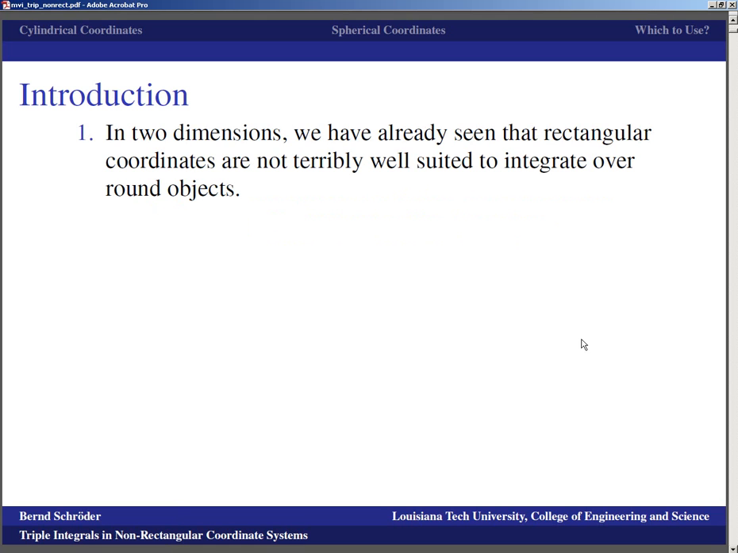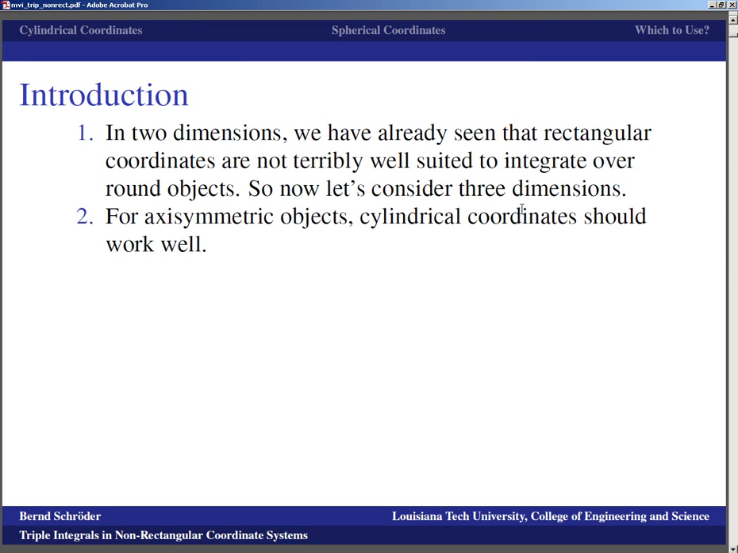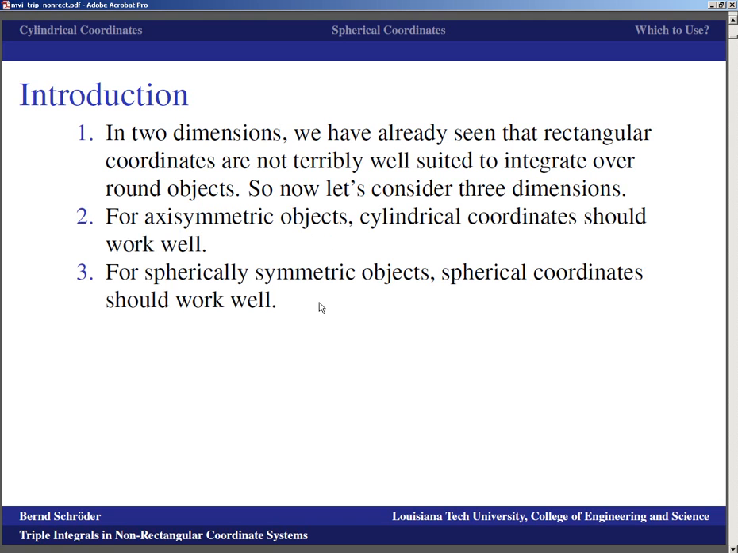So, quick introduction one more time. In 2 dimensions, we've already seen that rectangular coordinates aren't terribly well suited to integrate over round objects, right? That's why we looked at polar coordinates. And so now in 3 dimensions, we want to do the same thing. For axisymmetric objects, for turn components, for volumes of revolution, basically, cylindrical coordinates ought to be a good choice. And for anything that's spherically symmetric, which is spheres and pieces of spheres, spherical coordinates ought to work well. And so the big thing that we have to figure out is what the volume elements look like.